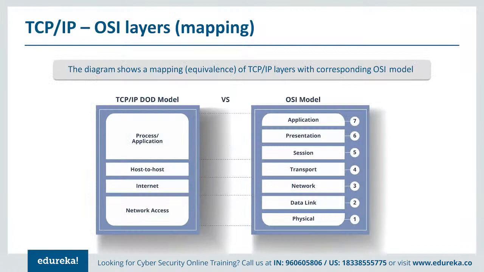TCP/IP is the same, the only difference is that the top layers are converted into a single one. This is the regular TCP/IP model. The data link layer and the physical layer are combined into a single network access layer. The OSI network layer is called the internet layer, and the transport layer is called host to host. The top three layers, application, presentation, and session, are combined and called the process layer or application layer. This is the difference between TCP/IP and the regular OSI mapping.